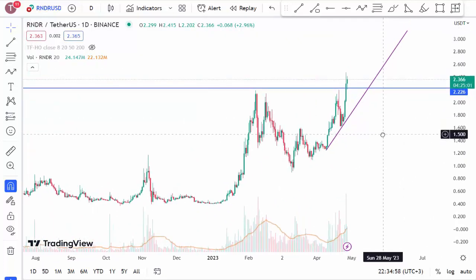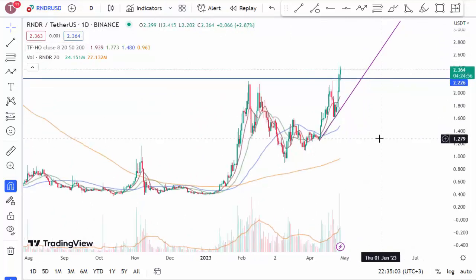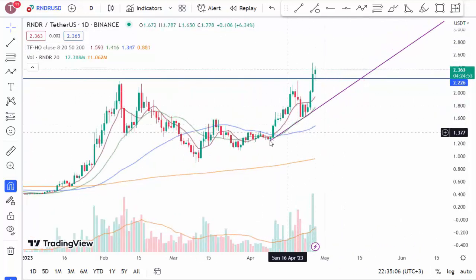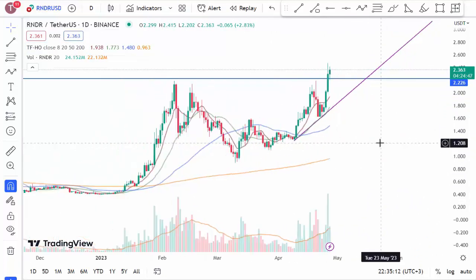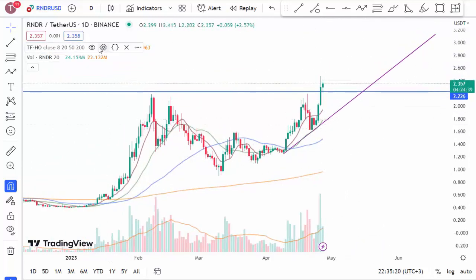If we look at the moving averages, we can see that the moving averages are already quite far apart, especially the 200-day moving average is quite far below, and this is actually a good thing. Because if we look at the 8-day moving average, we can see that in the short term, it has turned upward, indicating that the price may continue to rise.